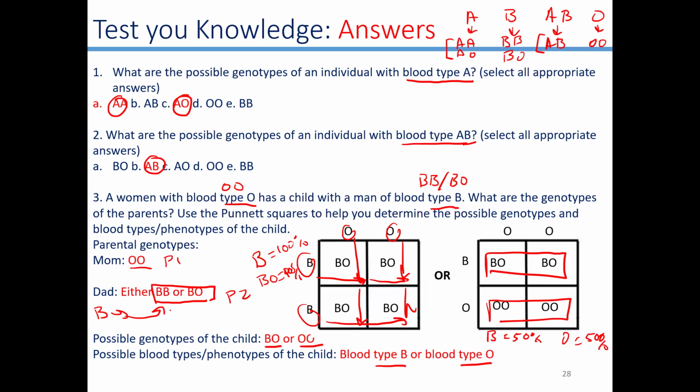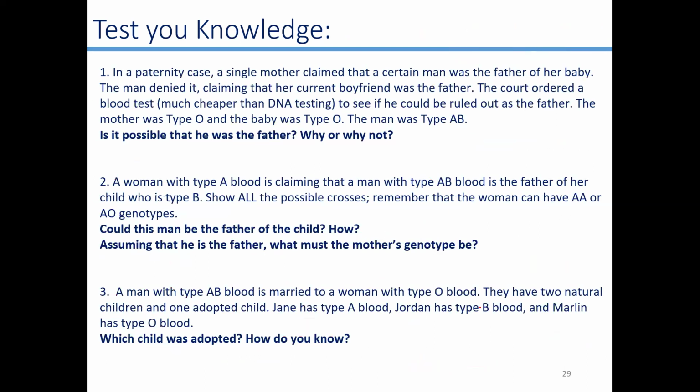Again, all depending on what the father is, because we're not quite sure what the genotype is for his blood type B. If it was BB, it would be 100% blood type B with the genotype BO. And then if it was BO, so if he was heterozygous, then it would be a 50-50 split. All right, same thing. Go ahead and give this a pause and then give these a try.